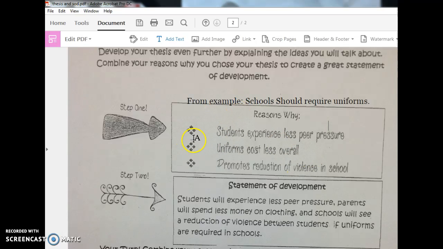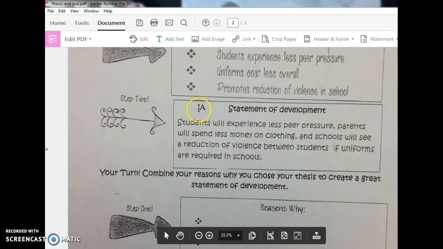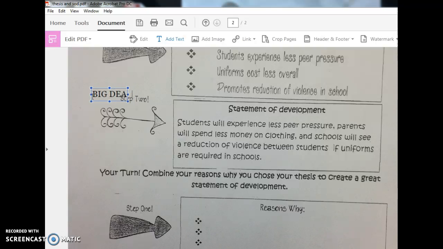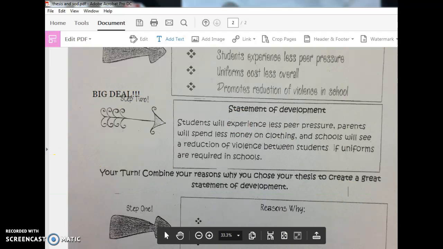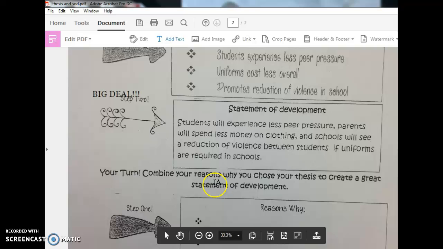It says students will experience less peer pressure, uniforms cost less overall, and it promotes a reduction in school violence. Here is the big deal, the step 2. This is where you are going to combine your thesis and your statement of development. So both of those together says, students will experience less peer pressure, parents will spend less money on clothing, and schools will see a reduction of violence between students if uniforms are required in schools.